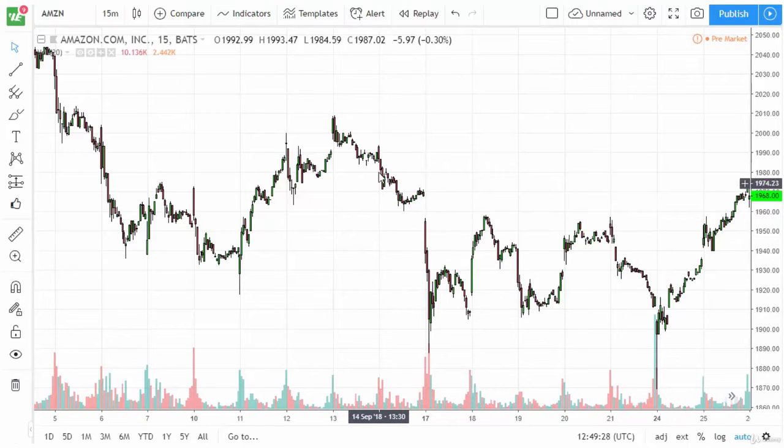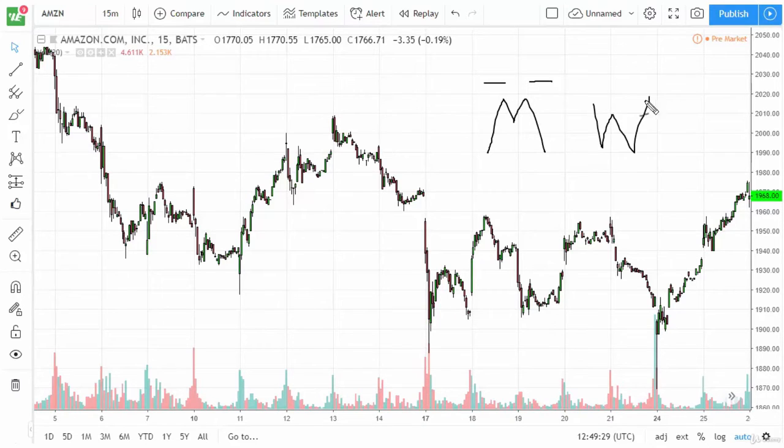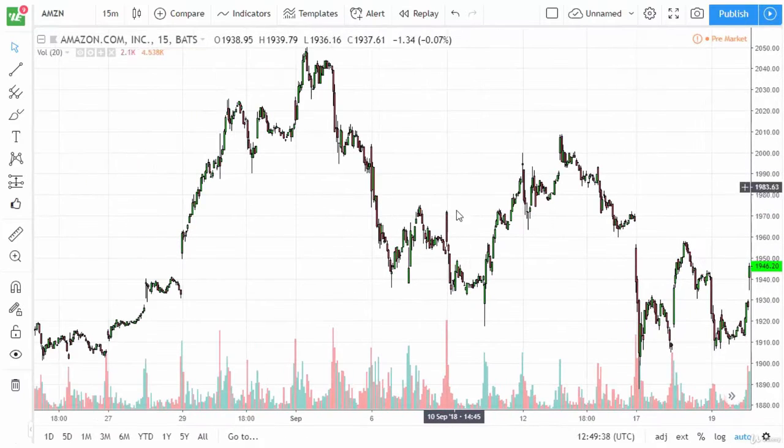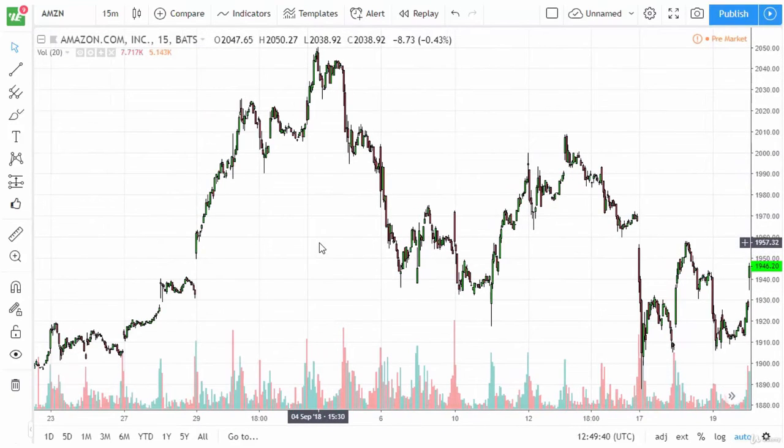Where do you put the stops? Well, the stops are pretty straightforward. You just put them above the double top or below the double bottom. Are they reliable? Yes, they're pretty reliable. I mean, nothing's 100%. The higher the time frame, of course, the more important they are.